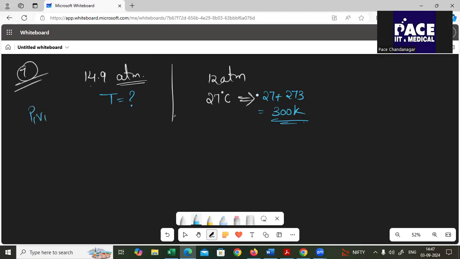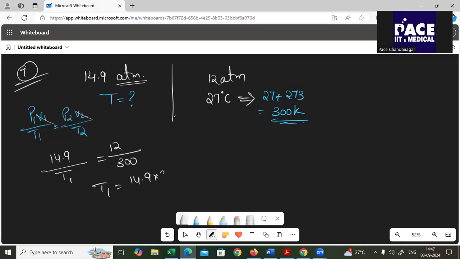So P1 V1 by T1 equals P2 V2 by T2. Here my volume is the same, so I'm cutting down my volume. Now what is my P1? 14.9 by T1, I do not know, is equal to P2. P2 is 12 atmospheres by 300 temperature. So T1 equals 14.9 times 300 by 12. That gives you the answer.